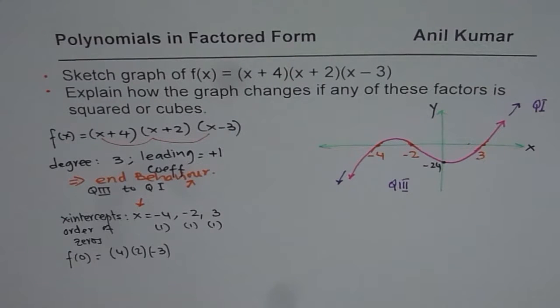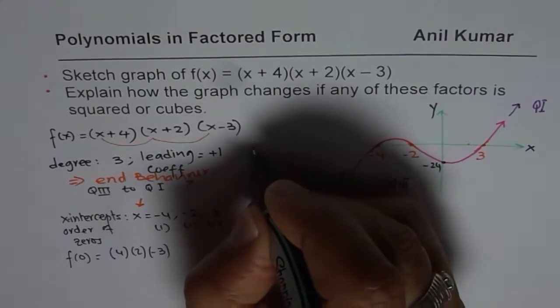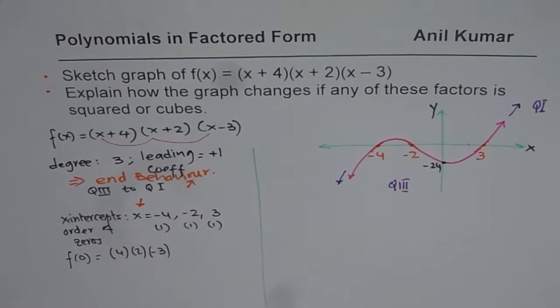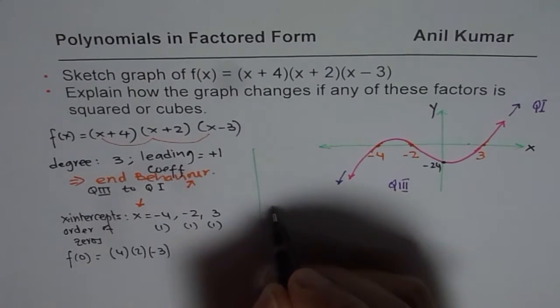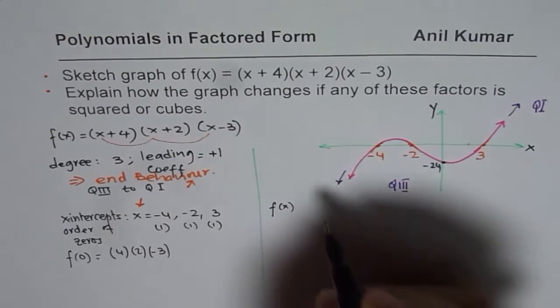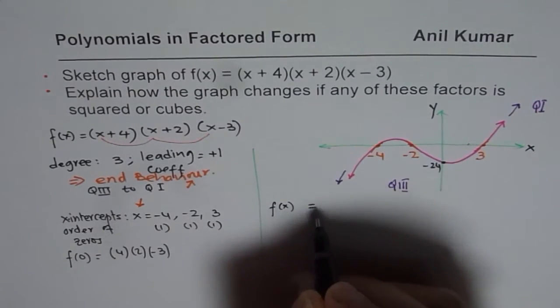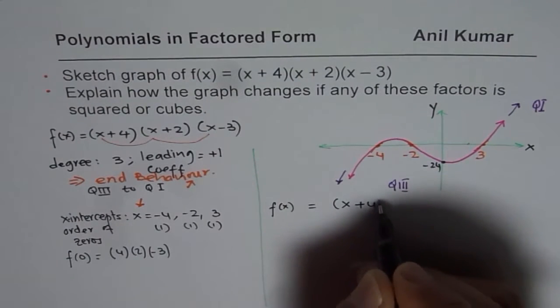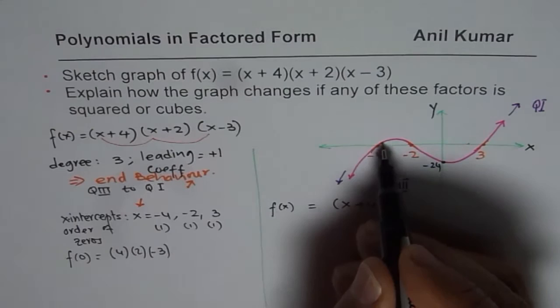Perfect. Now let's look into the second part of this question, which is what happens when I square or cube one of these factors. This is what we are going to explore. So what I will do here is sketch two other graphs. I can write one function where, let us say, one of the factors, x plus 4, I leave as such, and we'll pass as a straight line.